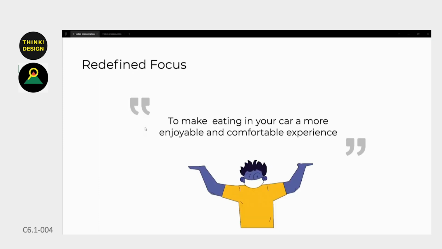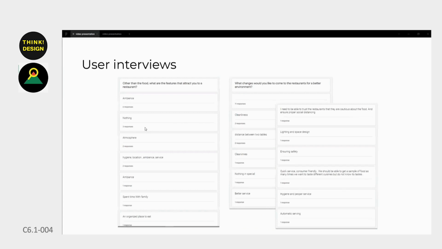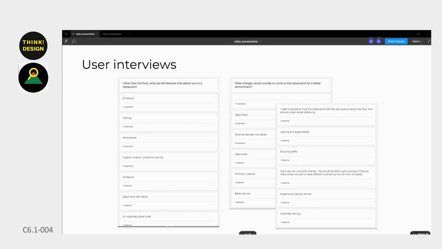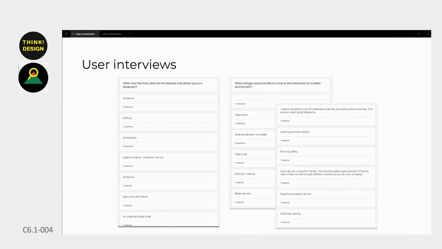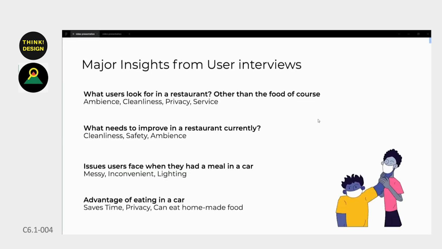To make eating in your car a more enjoyable and comfortable experience. And then we decided to conduct more user interviews and research into this topic. We asked the users questions about their experience with restaurants and eating in their cars. And we got these major insights from the user interviews.